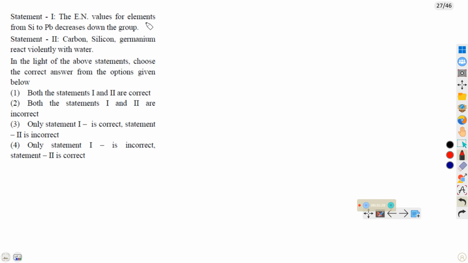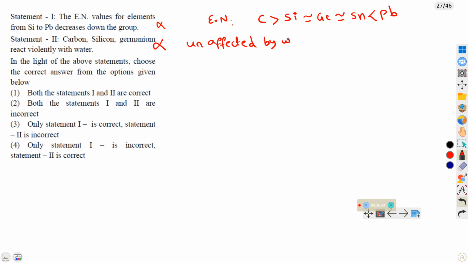The electronegativity values for elements from silicon to lead decrease down the group. Wrong. Electronegativity order is carbon greater than silicon, nearly equal to germanium, nearly equal to tin, less than lead. Once check the atomic properties. Carbon, silicon, germanium react violently with water. No, this is also wrong. Unaffected by water. Both the statements are incorrect.